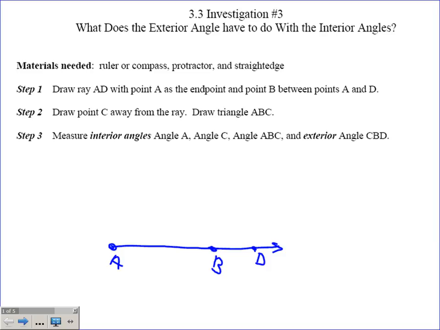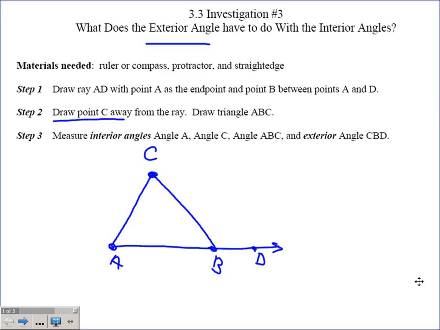Then it says to draw point C away from it, so I'll just draw this up top. Here's point C. Then it says draw triangle ABC. So it should look like this. This is our picture that we'll see for anything. This is a huge hint to you that you should be talking about exterior angles when all of a sudden we have a triangle that has some sort of exterior angle.